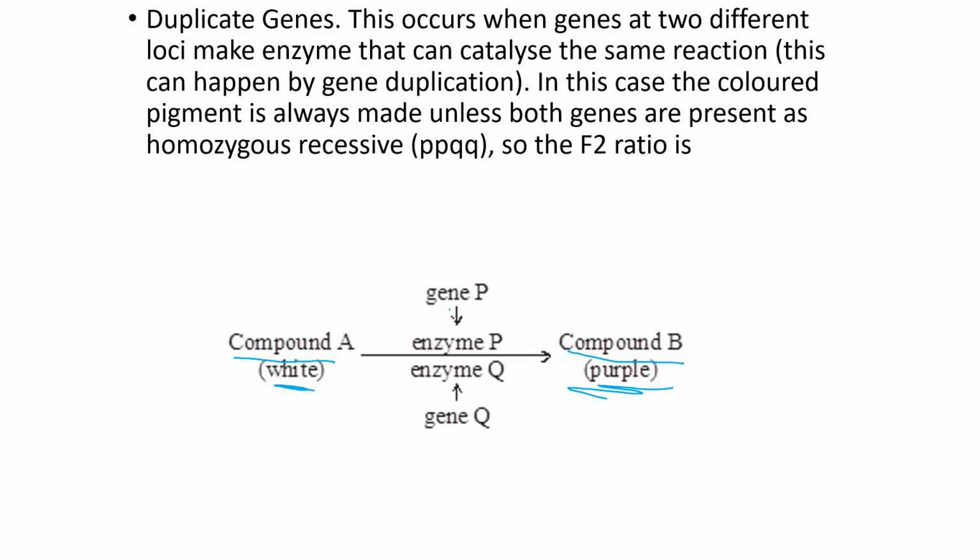Note that you have gene P making an enzyme P and gene Q making an enzyme Q, and both of them are converting compound A to compound B, which of course means if gene P stops working, you still have gene Q, which means you will still get the final product, which is compound B. You might get less of it, so the plant might be a lighter purple, but you're still going to get the final purple.